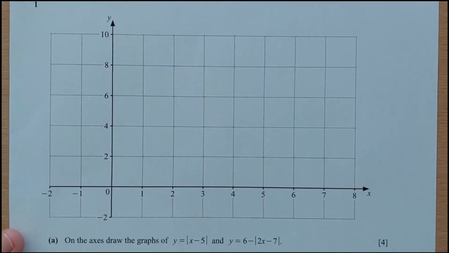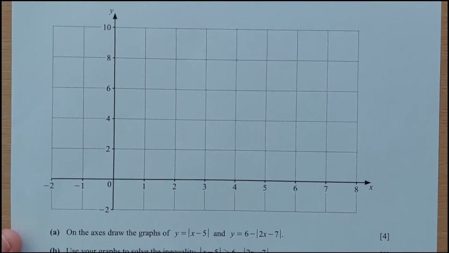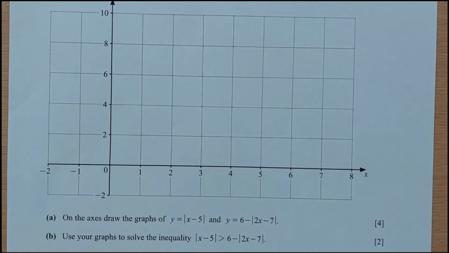Question number 1, in A part, on the axis draw the graph of this function and this function. So we have two absolute value functions. Let me start with the first one. Okay, so this is for the A part.